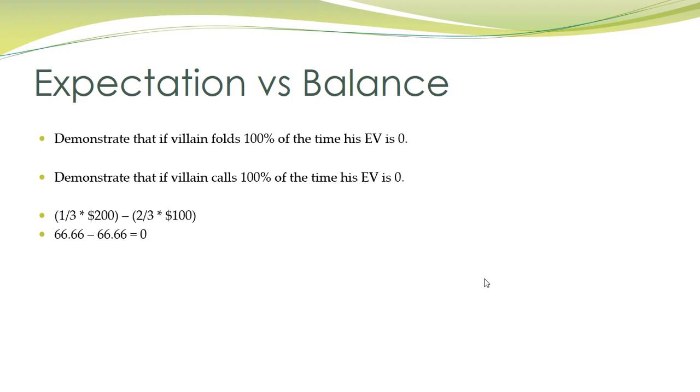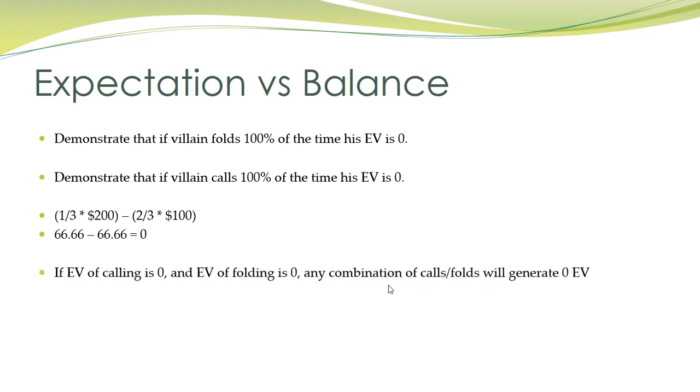So basically, if villain folds every time, his expectation is 0. If he calls every time, his expectation is 0. So if the EV of him calling is 0, and the EV of him folding is 0, any combination of him calling or folding will generate 0 EV. If he calls 50% of the time and folds 50%, his EV is 0. If he calls 80% and folds 20%, his EV remains at 0. He can't do anything to change his expectation because we are following a balanced strategy. There's nothing he can do to exploit us.